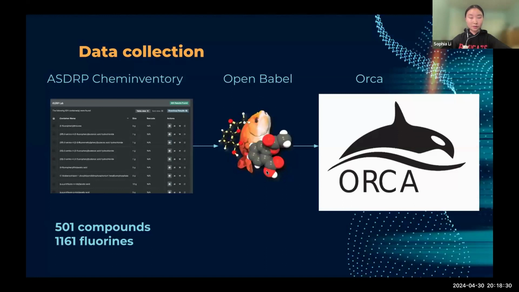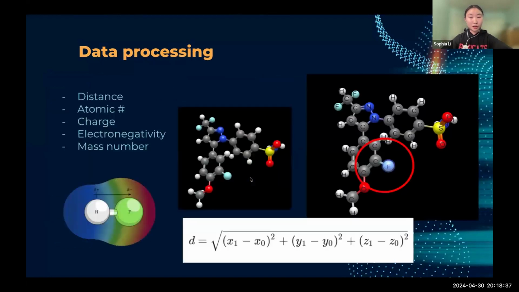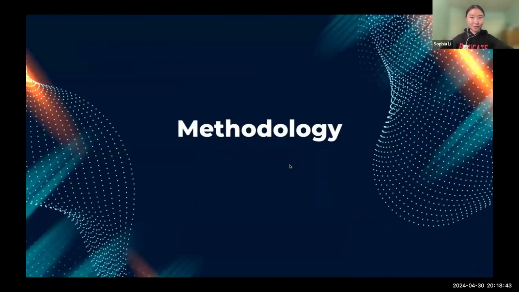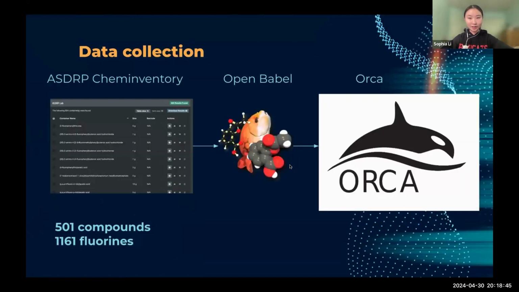And ORCA is a software that is used to perform density functional theory calculations. So using ORCA, we end up with geometry optimized 3D structures. And we then use these 3D structures to calculate the chemical shifts, or the 19F chemical shifts of each fluorinated compound, again using ORCA's DFT calculations.